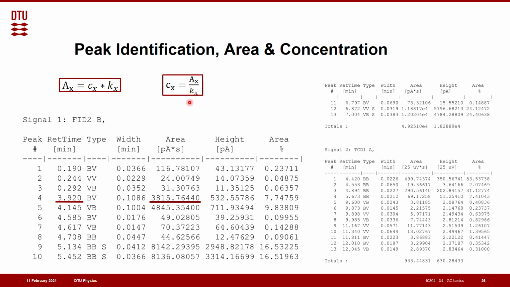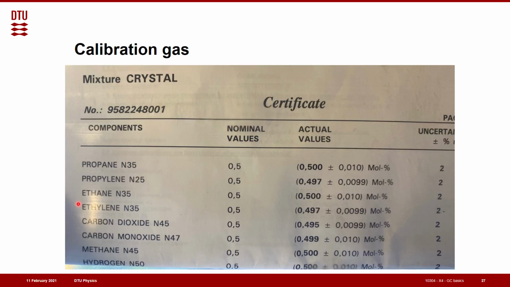But how can we know these different things? How can we get the calibration constants? How can we know where the peaks are? Well, luckily we have a calibration gas. The calibration gas is simply just an argon gas mixed with a very low amount of different compounds: hydrogen, methane, carbon monoxide, carbon dioxide, ethylene, ethane, propylene, and propane. All values that we expect to see when doing electrochemical CO2 reduction on a common catalyst.